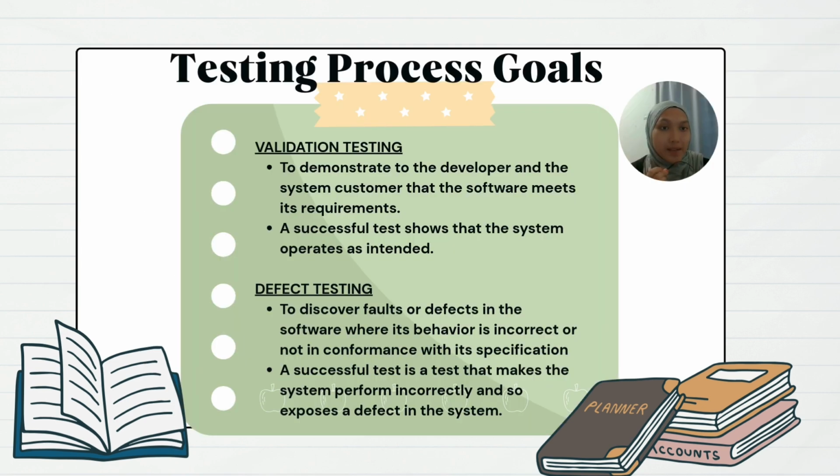So, what are the testing process goals? First, validation testing, to demonstrate to the developer and the system customer that the software meets its requirements. A successful test shows that the system operates as intended. Second is defect testing, to discover faults or defects in the software where its behavior is incorrect or not in conformance with its specification. A successful test is a test that makes the system perform incorrectly and so exposes a defect in the system.